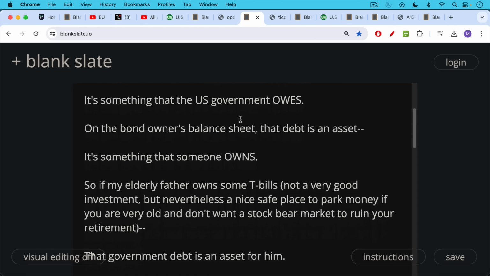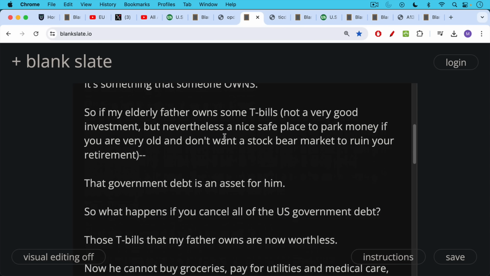So if my elderly father, for example, owns some T-bills, which is not a very good investment, but nevertheless, it's a pretty safe place to park money if you're very old and don't want a stock bear market to ruin your retirement. If my father owns some T-bills, that government debt is an asset for him. It's a liability for the U.S. government, but it's an asset for him, and he holds it in his brokerage account, for example.